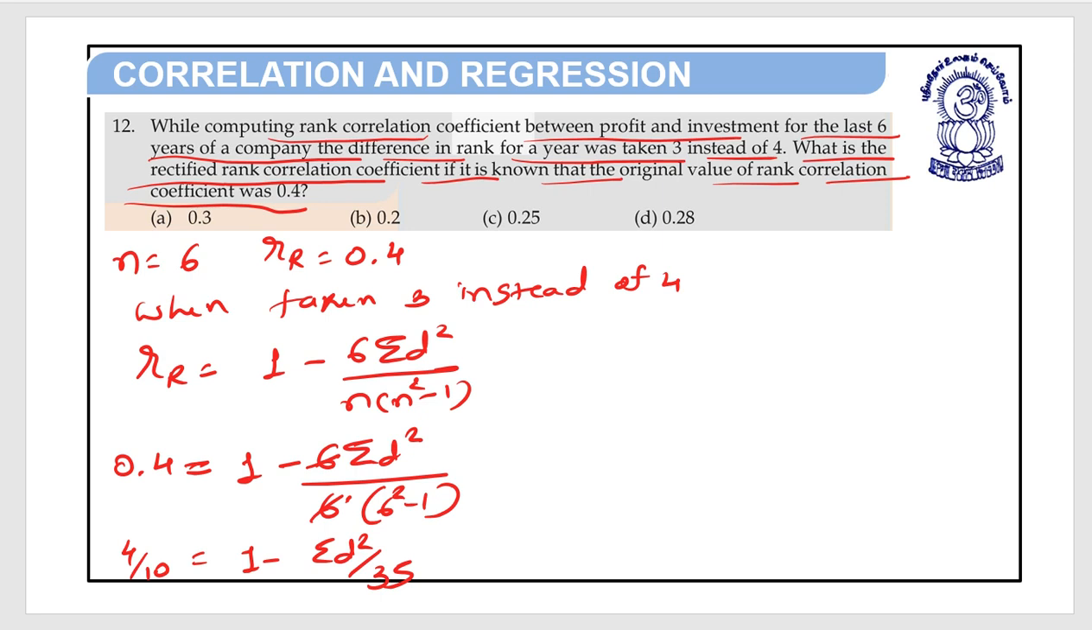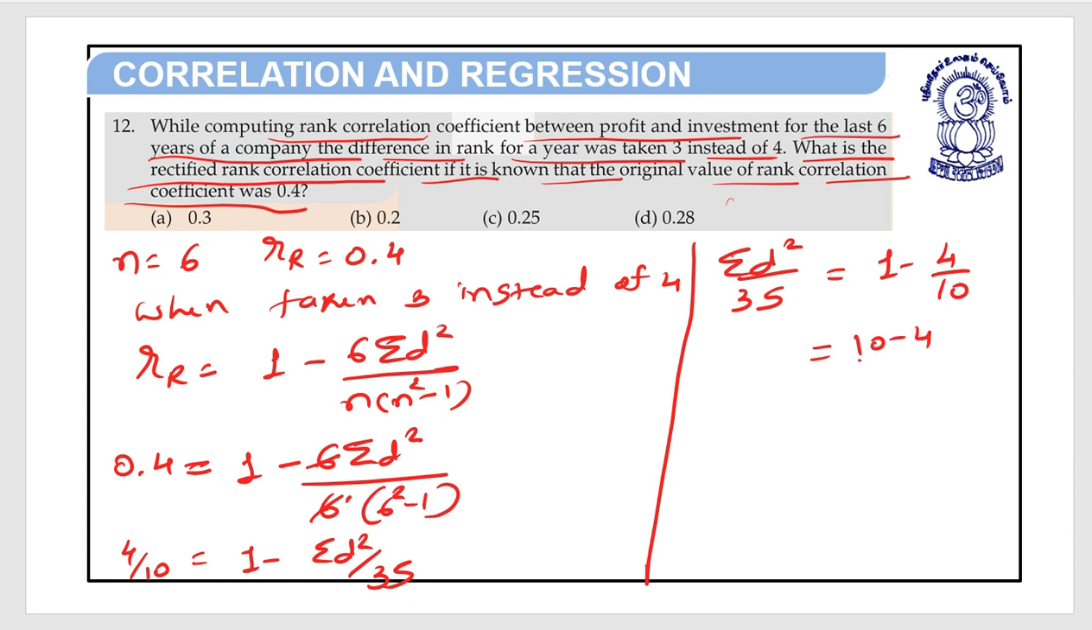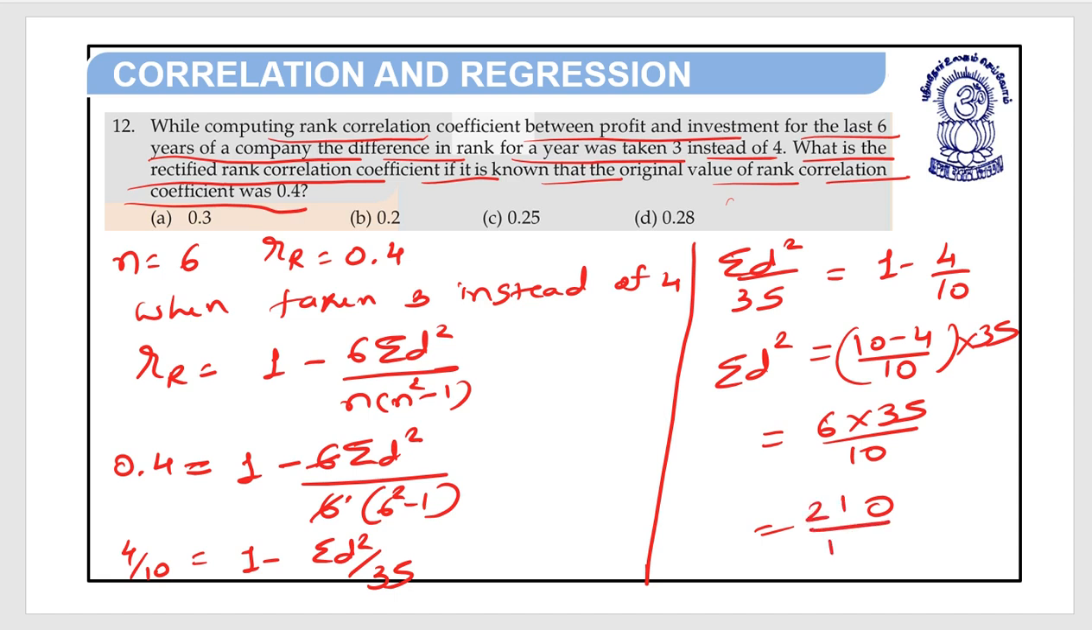Here 0.4 is 4 by 10. So sigma d square by 35 is equal to 1 minus 4 by 10, that is 10 minus 4 by 10, into 35. Sigma d square is equal to 6 into 35 by 10. 6 5s are 30, 6 3s are 18 plus 3, 210 by 10. Zero cut. So sigma d square is equal to 21. Okay.